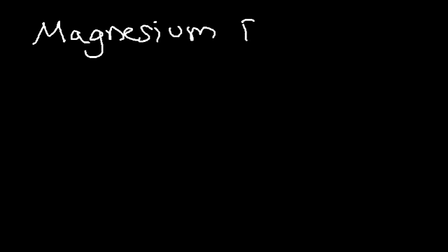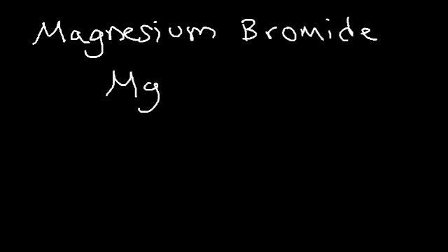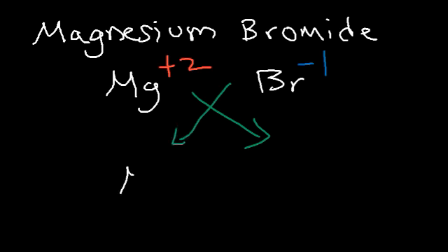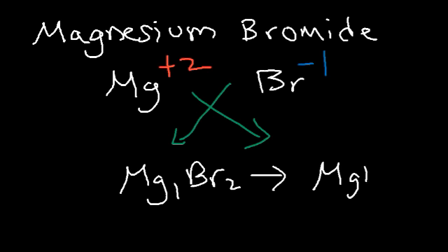Now what about when the charges are different? So let's say if we have magnesium bromide. Magnesium has a +2 charge. It's an alkaline earth metal. And bromide, a halogen, has a -1 charge. So the charges are different. So in this case, you can use the crisscross method. So this is going to be Mg1Br2. But if you have a 1, you don't really need to write the 1. So it's simply MgBr2.